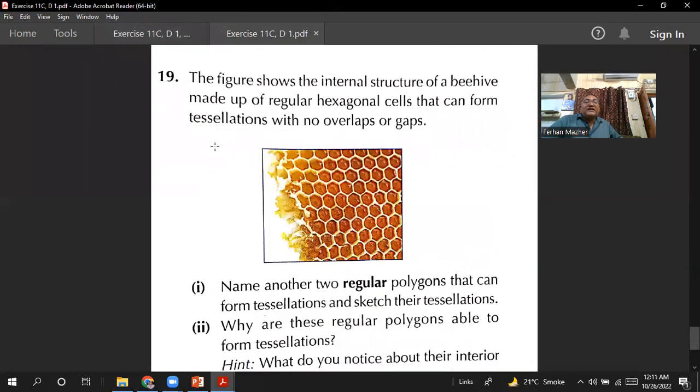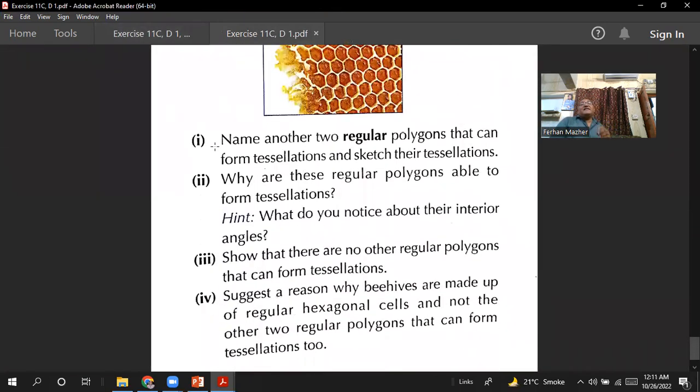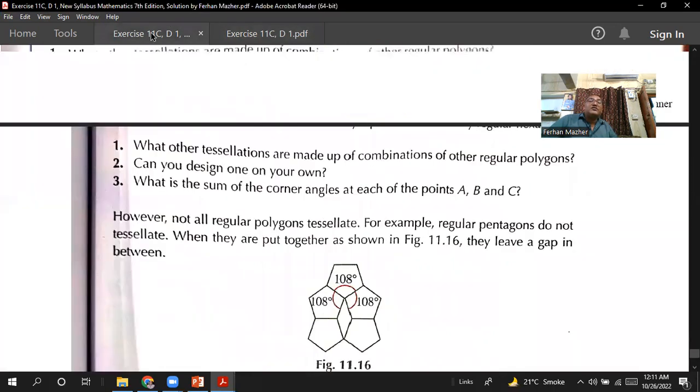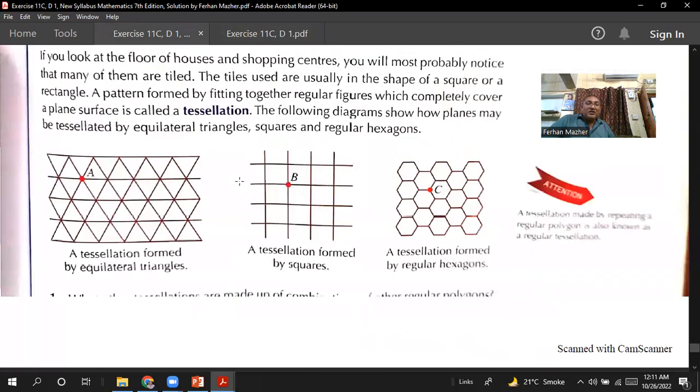Okay, now we are going to the next part. He says, why are these regular polygons able to form tessellation? What do you notice about their interior angles? When the tessellation is done, let me show you. You see, about this point, there are four interior angles of the square. So their sum will be 360.